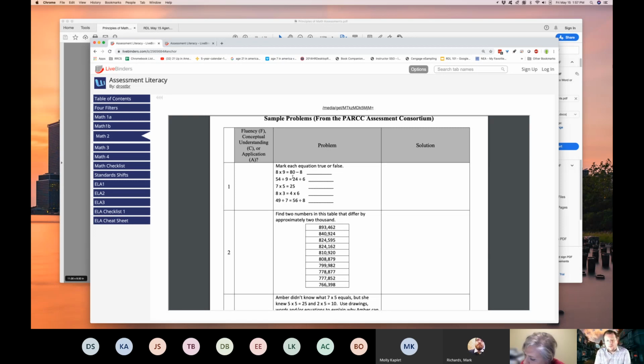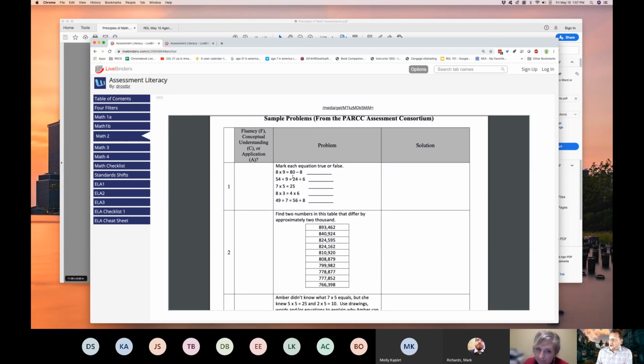A in this case, as a reminder, stands for application, and it's using the math in the real world context. Unfortunately, we don't go around and ask people questions like that on a regular basis. It's devoid of context. What does 8 times 9 equal to 80 minus 8 really mean in our world? I have no idea. I've got no context. So it's not going to be application.